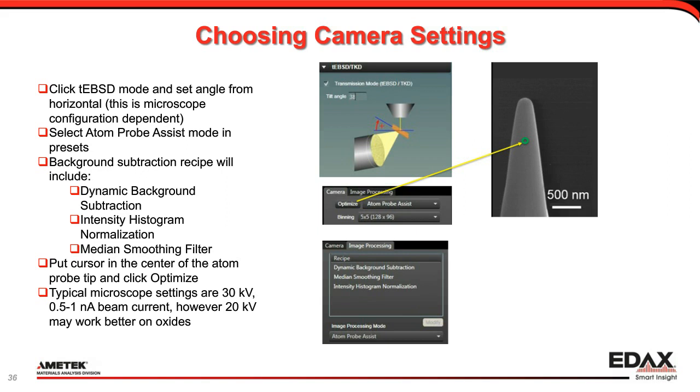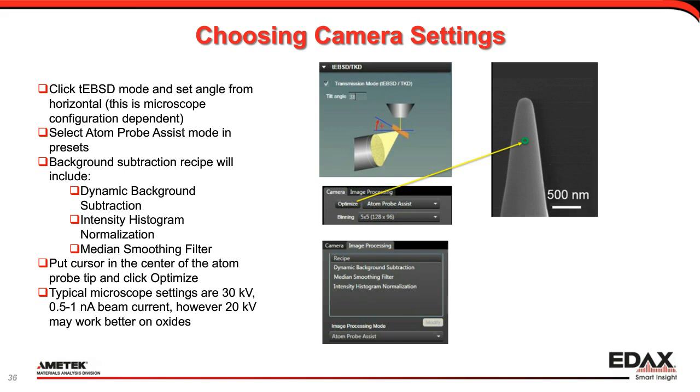Secondly, they've added an optimization button for the camera settings, which will allow the computer to choose the optimum camera settings, such as gain and exposure, for you. So I like to put the cursor in the center of my conically shaped atom probe specimen and then click Optimize, which will allow the computer to choose what it believes to be the best camera settings. Sometimes I adjust them, but I usually find it works pretty well.